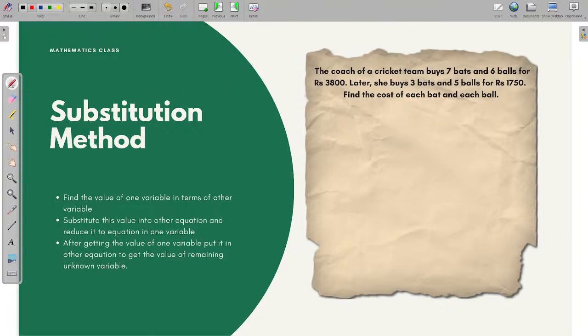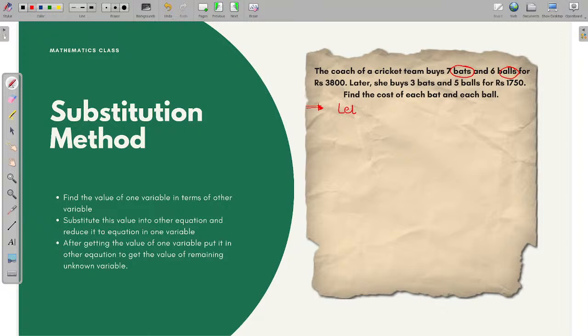The coach of a cricket team buys 7 bats and 6 balls for rupees 3800. Later, she buys 3 bats and 5 balls for rupees 1750. Find the cost of each bat and each ball. Okay, fine. Now at first, there are two unknowns. We don't know the price of bat and we don't know the price of ball.